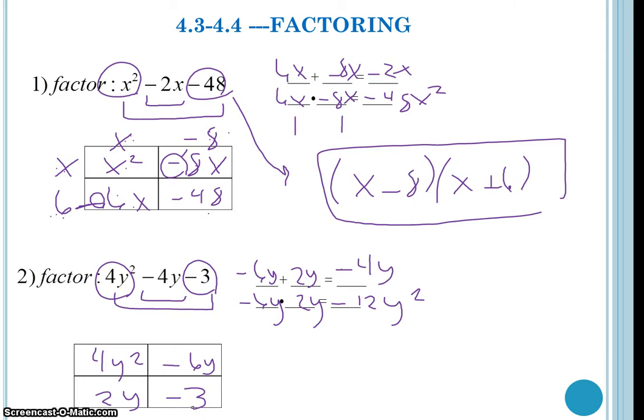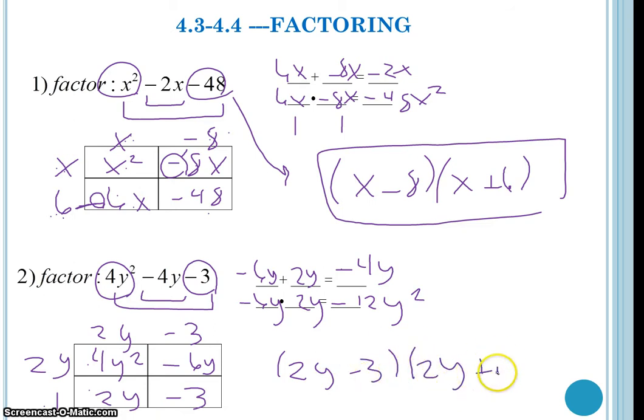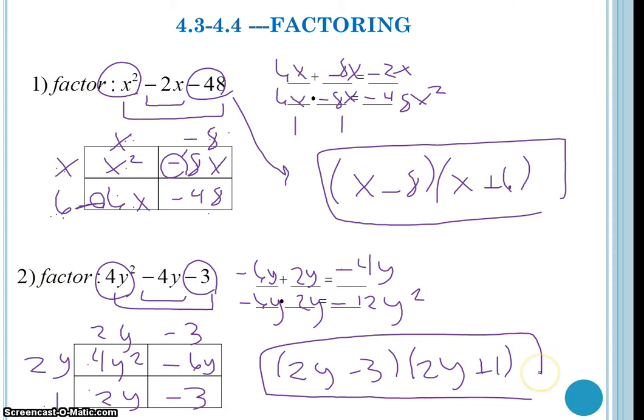Pull out your GCF. There's a 2 and a y in the first row, so I'm pulling out a 2y. And there's nothing in common in the second row, so the GCF is 1. The next column with the 4y squared and the 2y, I can pull out a 2y. And the last one, the sign is negative, so I'm going to pull out a negative, and they both have a 3. And confirm: 2y times 2y is 4y squared. 2y times negative 3 is negative 6y. 2y times 1 is 2y, and 1 times negative 3 is negative 3. So it factors as 2y minus 3 times 2y plus 1. So those are my two factors. And I could have written the two factors in the reverse order as well.